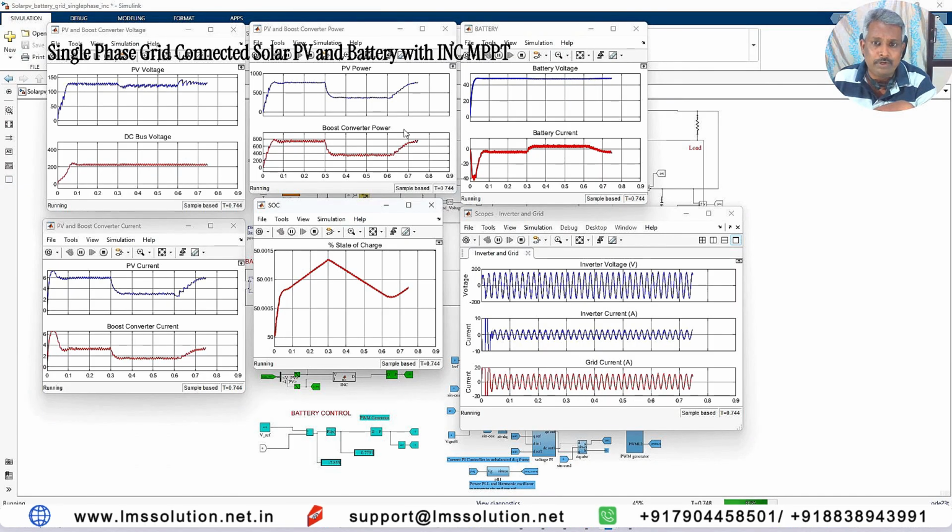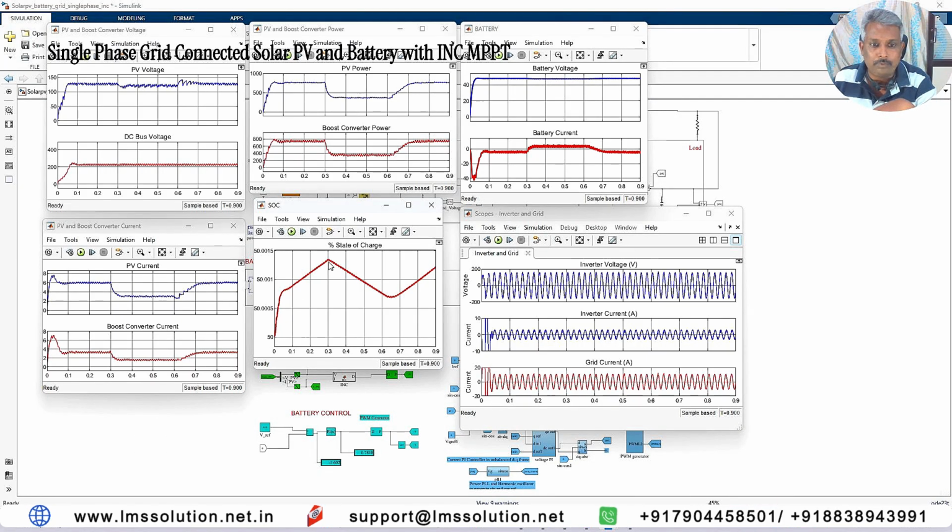So what will happen? Initially the battery goes into charging mode. After that it goes into discharging mode. Initially the current will be negative, and after 0.3 second the current will be positive. And also here you see that initially it will be in charging mode. After 0.3 second it will be in discharging mode. Again it will change to charging mode, because the PV power increased from around 400 to 800 again.